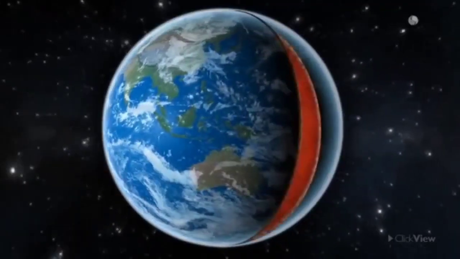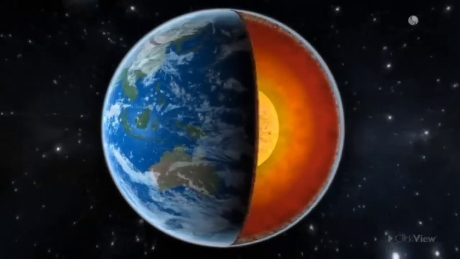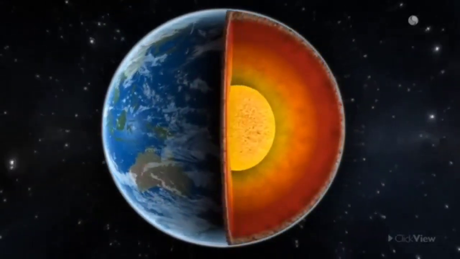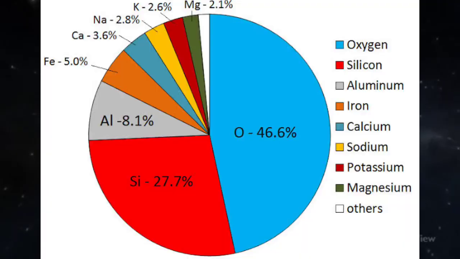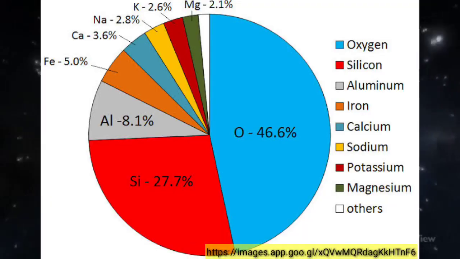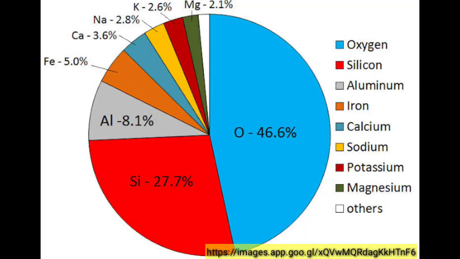Magmas can vary widely in composition, but in general, they are made up of only 8 elements. In order of importance: oxygen, silicon, aluminum, iron, calcium, sodium, potassium, and magnesium. Oxygen, the most abundant element in magma, comprises a little less than half the total, followed by silicon at just over 1/4 and the remaining elements, as shown in the graph.